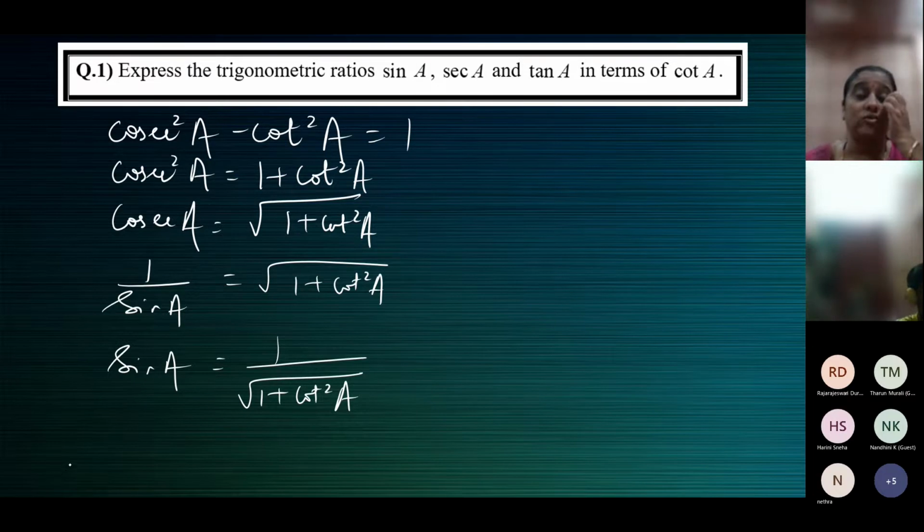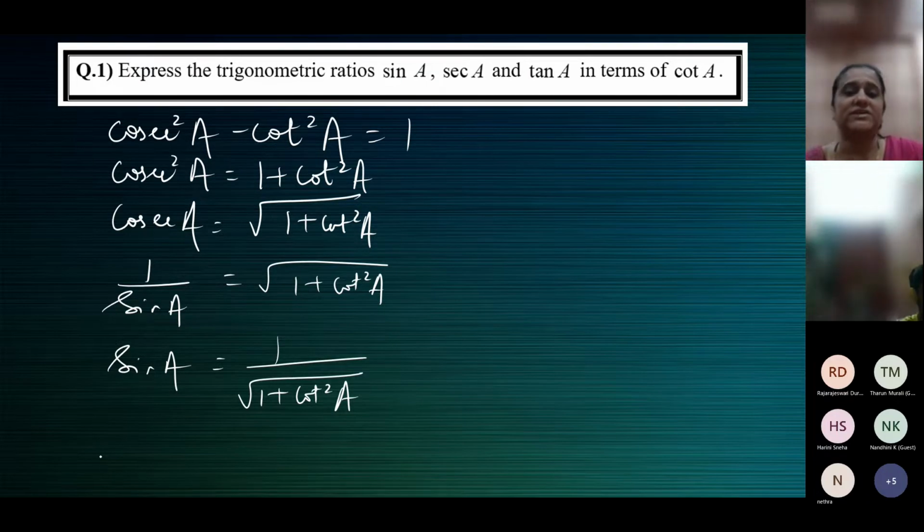So you have to write sin A in terms of cot A. Sin and cot are not connected through an identity. The reciprocal of sin is cosecant, and cosecant and cot are connected through this identity: cosecant square A minus cot square A is 1. So write that identity and write cosecant A in terms of cot A. Then change cosecant A to 1 by sin A and write sin A in terms of cot A. That's all.